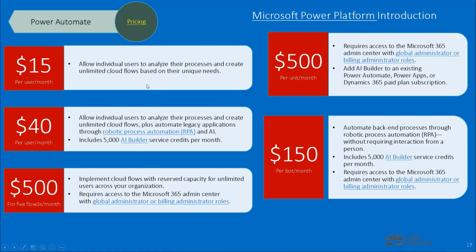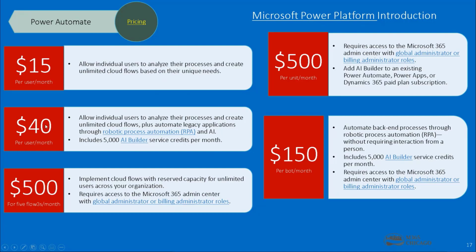When I checked that a while ago, my understanding was that based on the license that the company had at that time, they didn't need to do that. So you can actually go with the $40 a month. That includes the RPA, the Robotic Process Automation solutions, and includes as well the AI Builder, 5,000 service credits per month, or the $500, or if it is the case where you want to go at this level, 500 or 150, then you do that.